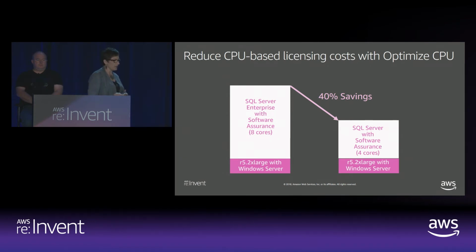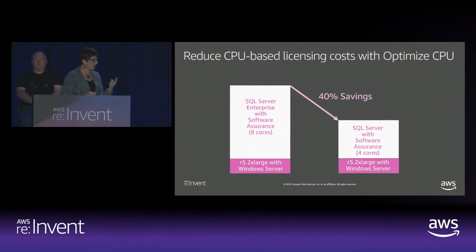Earlier this year, we released a new EC2 feature called Optimize CPU. This feature allows you to reduce the number of available vCPUs when launching new instances. You can use this feature to save on CPU-based licensing costs when you use license mobility.